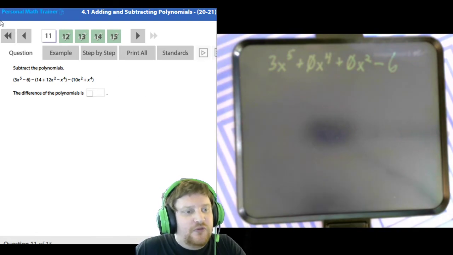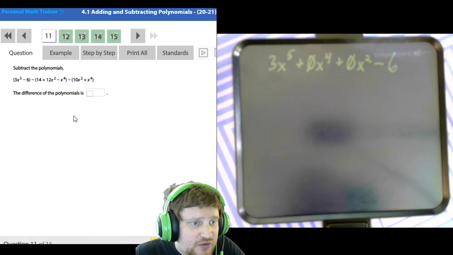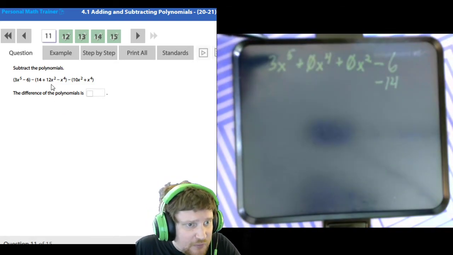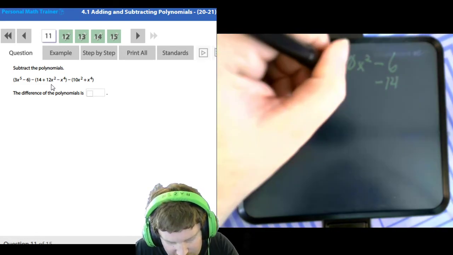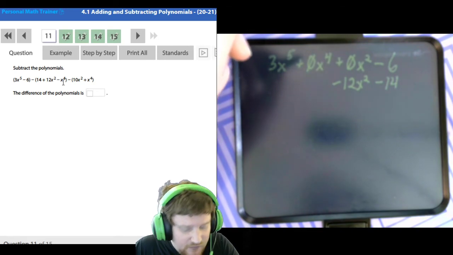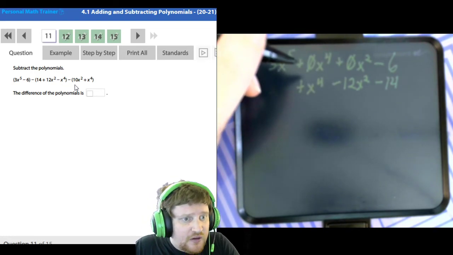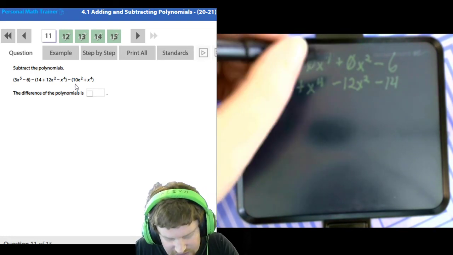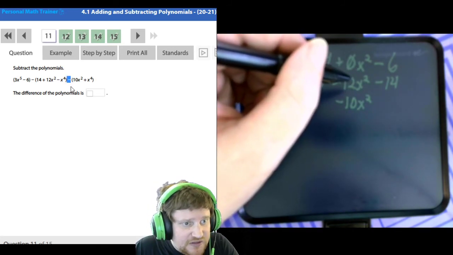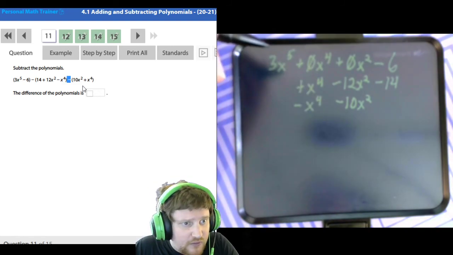Okay, so from here on out, all of my signs in this second one change. So instead of having plus 14, I have minus 14. Instead of having plus 12x squared, I have minus 12x squared. And instead of having minus x to the 4th, I have plus x to the 4th. And on this one, I have negative 10x squared. This one all changes as well because of this minus sign, and minus x to the 4th.